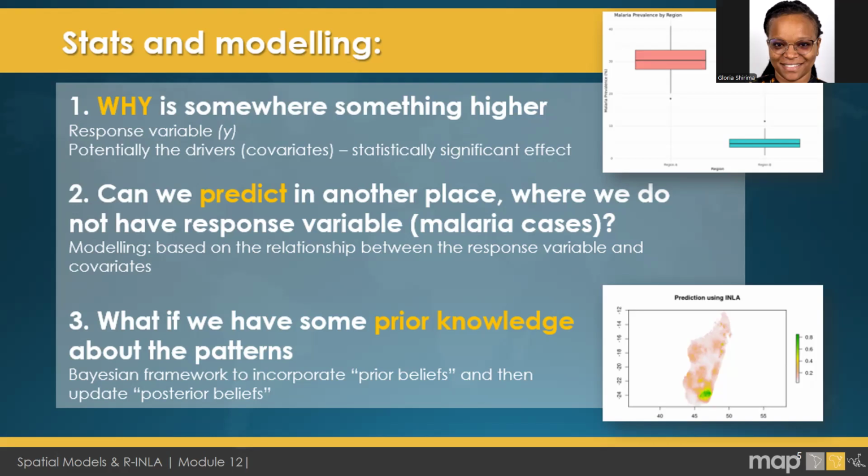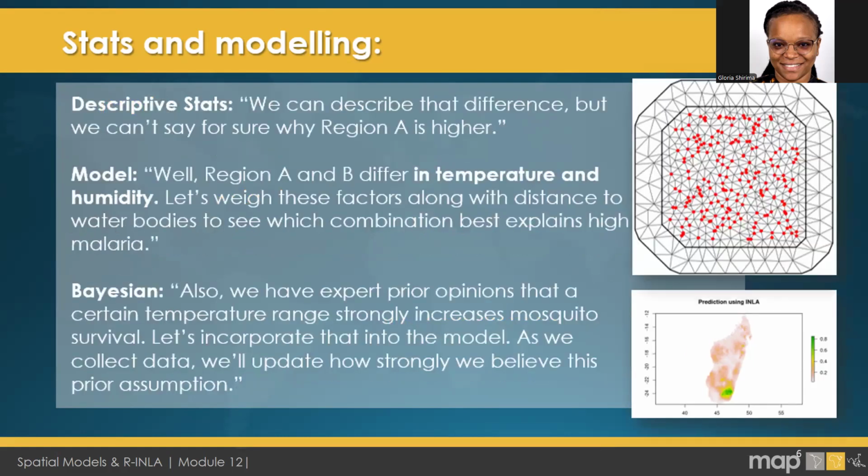And when we are going to do the predictions, we're now doing the modeling based on the relationship between the response variables and covariates. If anyone has a question, please pop in, because I can't see if there is a hand up or not. And we have different ways of doing the modeling.